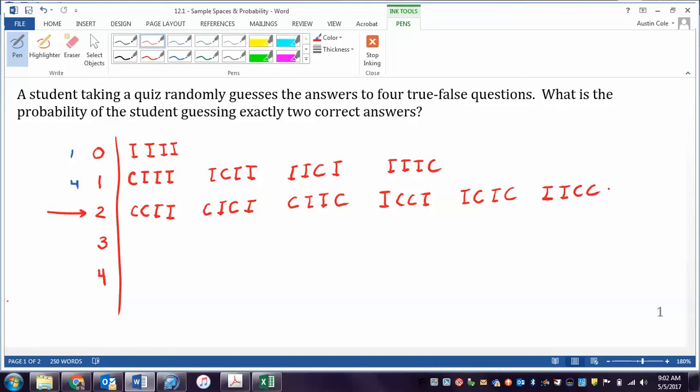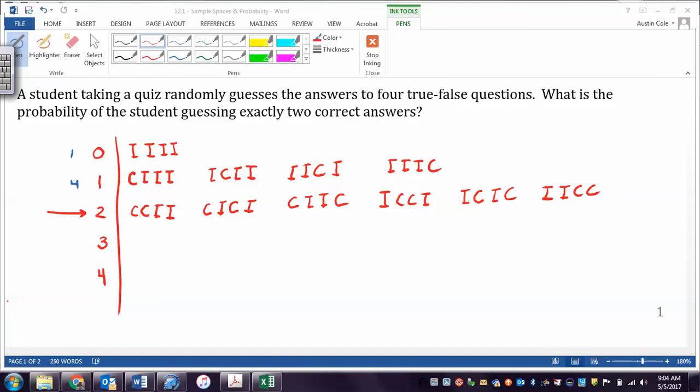Anyone's mind blown? Okay, that's good. 6 possibilities of him getting 2 of those multiple choice questions correct. Now, for him to get 3 of them correct, think about that one on your own. Go.